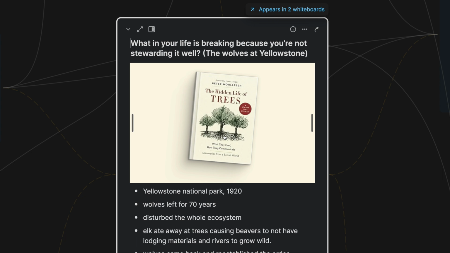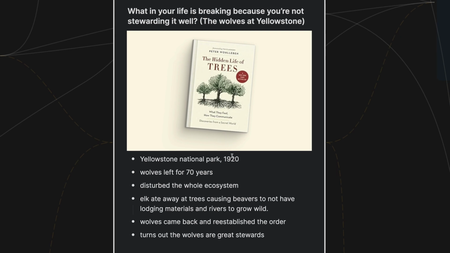All right, so I was intrigued by the story of the wolves at Yellowstone. And it was something like this. Yellowstone National Park around 1920-ish. The wolves left for 70 years, and this disturbed the whole ecosystem, right? The elk were now free to eat away at all the trees, causing the beavers to not have lodging materials, and then the rivers to grow wild. Well, then the wolves came back, and they reestablished the order.